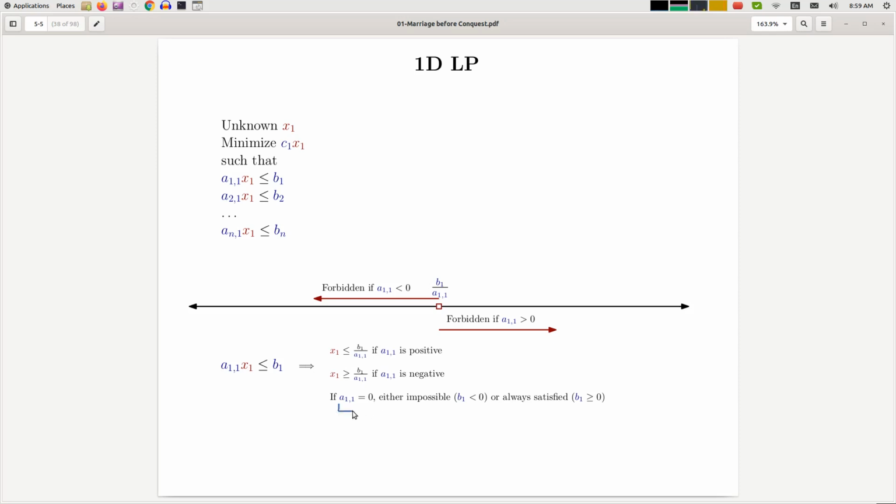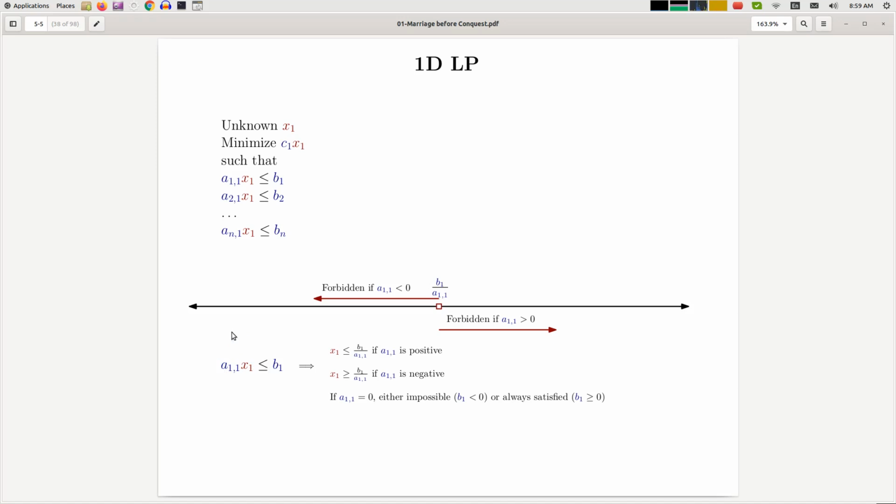If a11 is 0, we have another special case. Then this left hand side is completely 0. If b1 is a negative number, then it's impossible to satisfy this constraint. But if it is not negative, then it's always satisfied, so we can just ignore it.